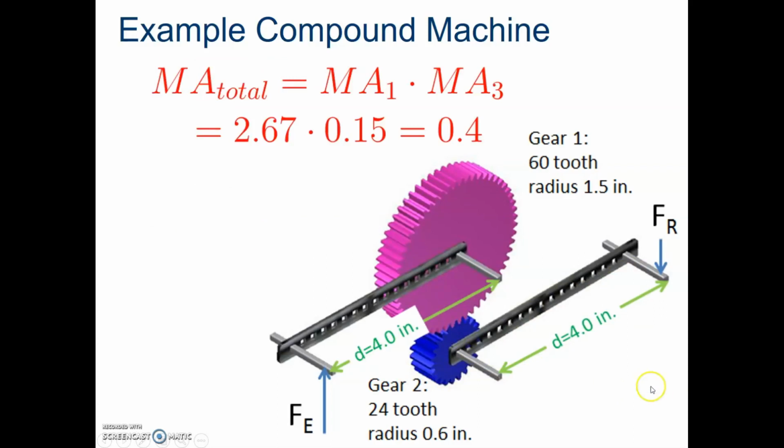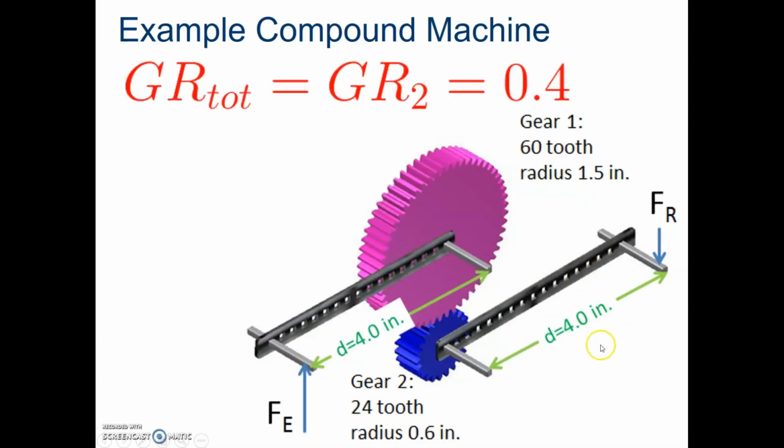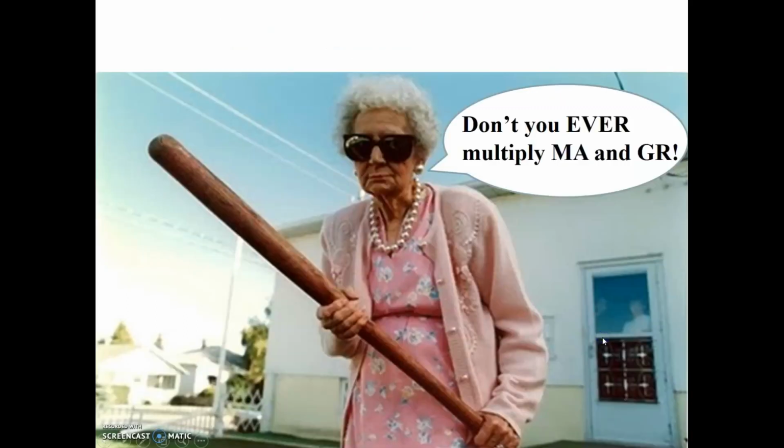Then our very last step is to take my 2 mechanical advantages from the wheel and axle and multiply them together. And I'm going to have my gear ratio, which is only one train, as 0.4, and I am always reporting them separately. So remember, when we are dealing with mechanical advantage and gear ratio, always report them separately. Never, ever multiply mechanical advantage and gear ratio. Just report them as two separate numbers.